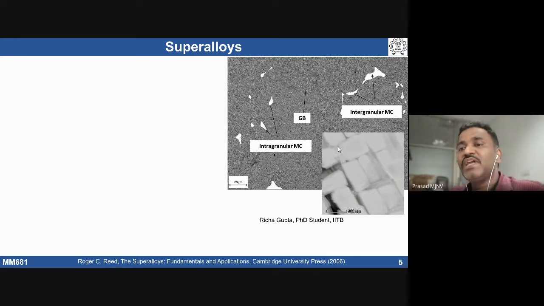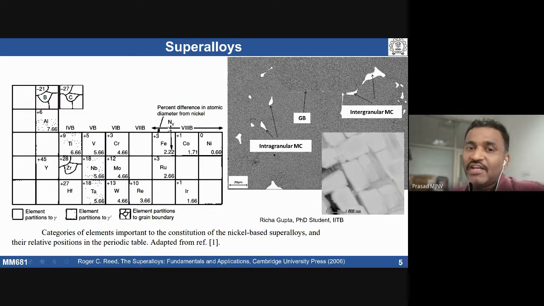Each alloying element has its own functionality and a reason. There is a purpose for adding each alloying element. That's why it's called a superalloy. If you see the type of alloying elements, various alloying elements are being used.